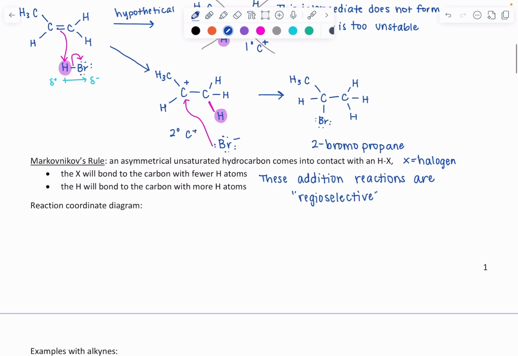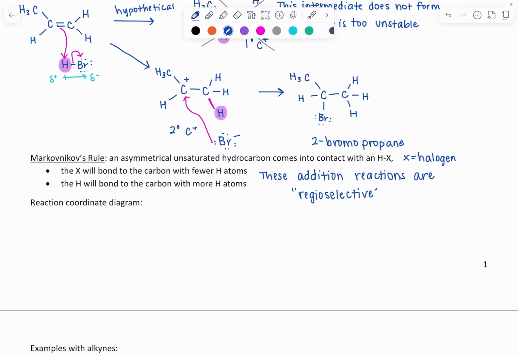Okay, let's do the reaction coordinate diagram. Same axes, reaction progress, and then energy. Let's say the starting material is here, and I'm just going to put products at the same energy as the starting material, because we're not given any information about whether it's endothermic or exothermic.